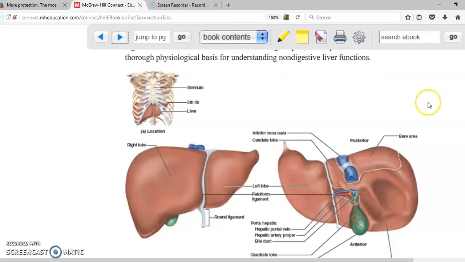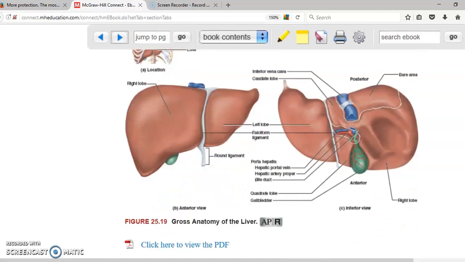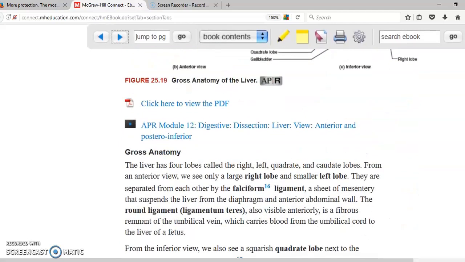Anatomy: it has 4 lobes. Left, right, caudate, and quadrate. Here you have caudate, quadrate, right, and left. Okay, here's the gallbladder. Here you have the inferior vena cava. A very important ligament that is going to keep the liver in place is the falciform ligament. The main job of the liver related to the digestive system is the production of bile.